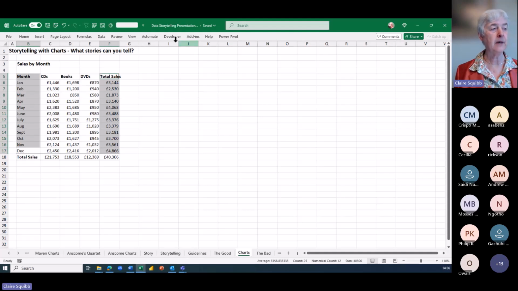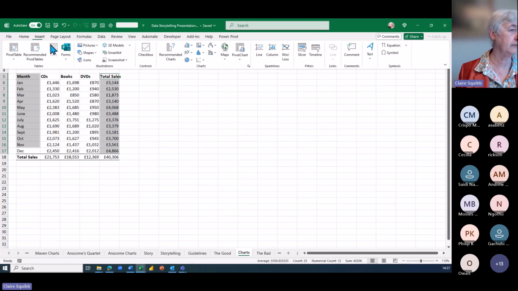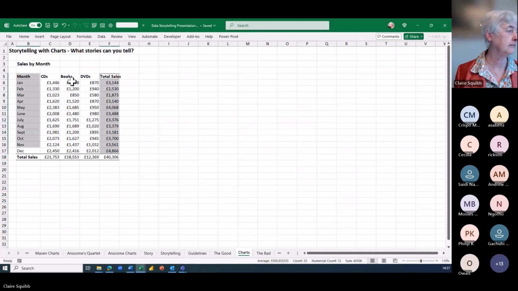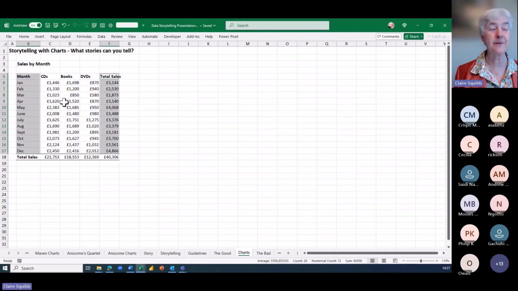Now, I have got my menus hidden in order to maximize my screen space. So just bear with me when these pop out. So I'm going to do that. I'm going to insert a chart. I'm going to insert a pie chart. And I have not selected my data. Let's try that again. So the data has to be the same size.